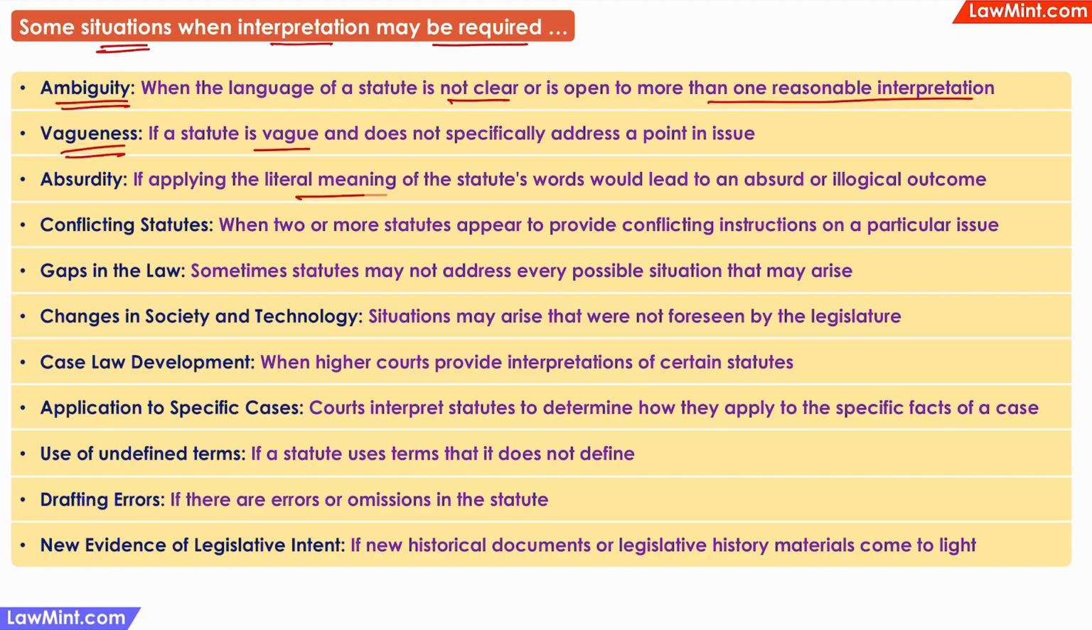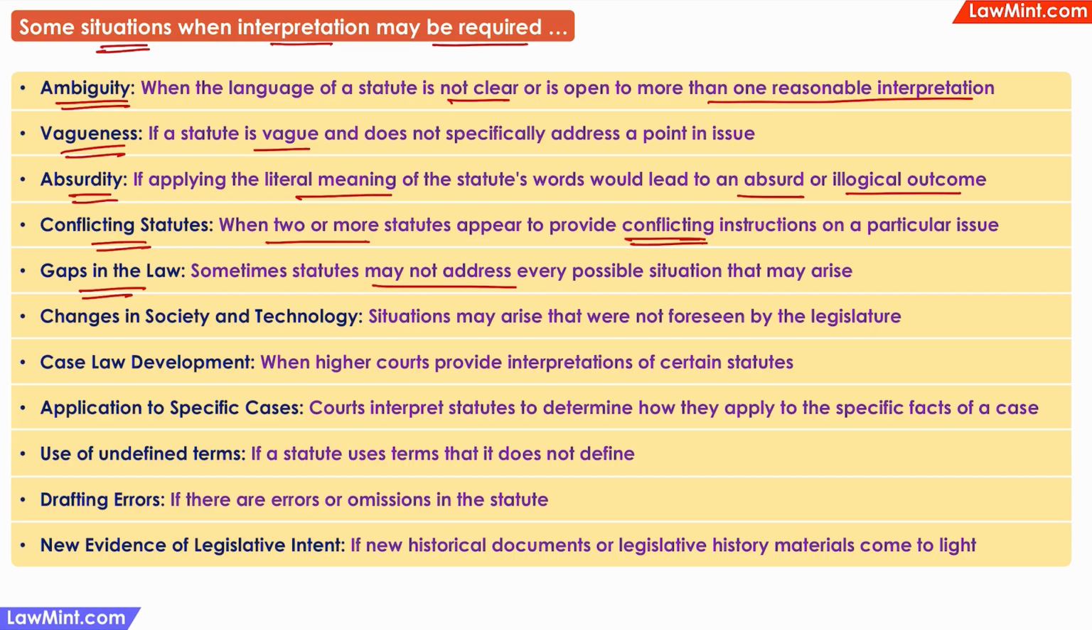If the literal meaning results in absurdity, that is, if applying the literal meaning of the statute's words would lead to an absurd or illogical outcome, then that is unlikely to be the legislature's intent. Or conflicting statutes, when two or more statutes appear to provide conflicting instructions on a particular issue, then interpretation is used to resolve such conflicts. Or gaps in the law.